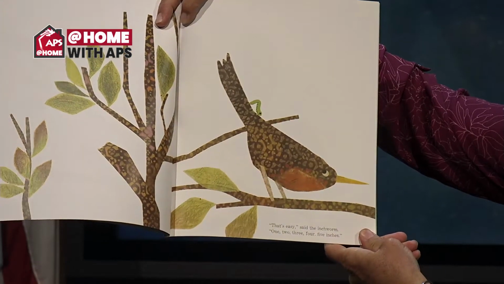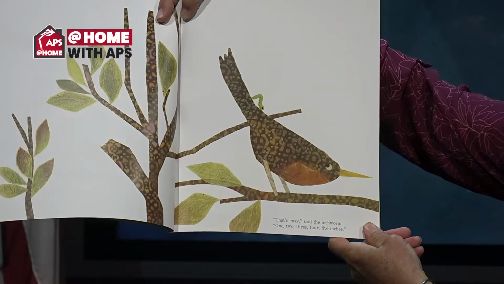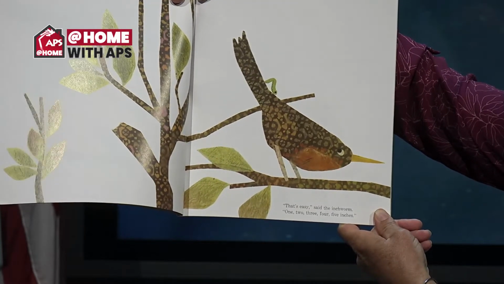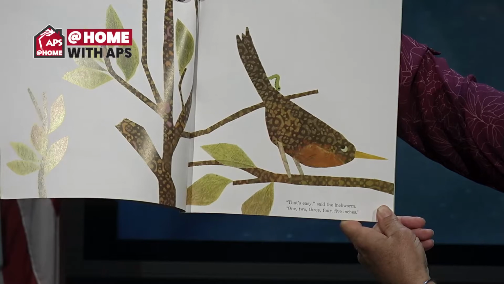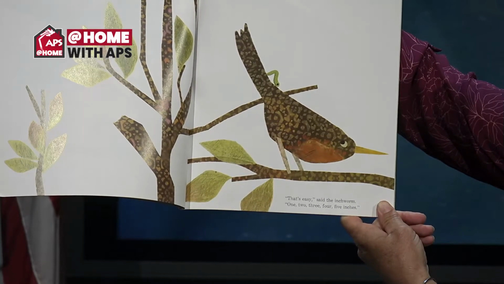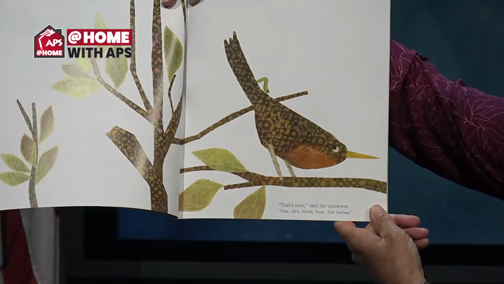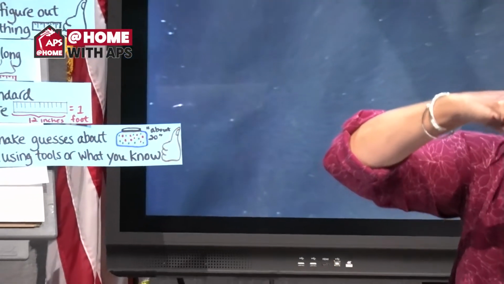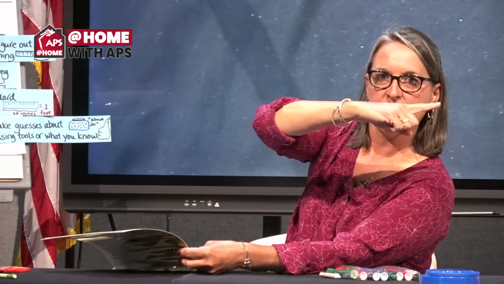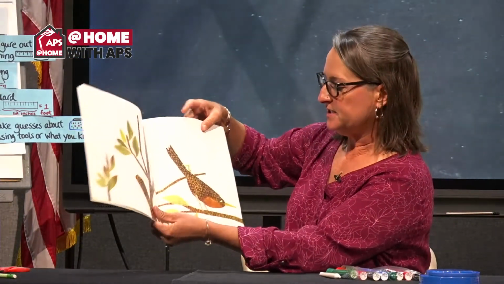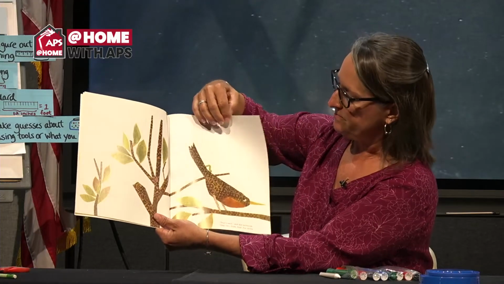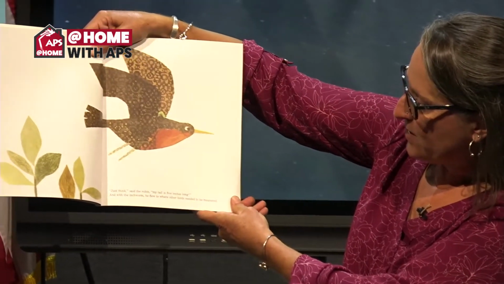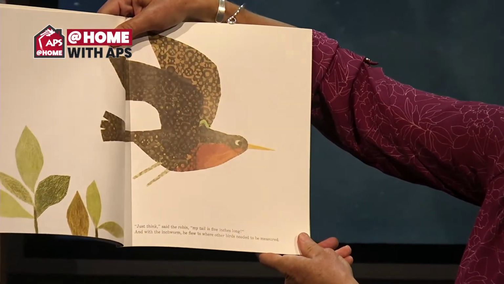That's easy, said the inchworm. 1, 2, 3, 4, 5 inches. How did he measure that? He measured with his whole body, didn't he? By scooting along, because he's an inchworm, kind of like this, right? Like 1, 2, 3, right? And so each time he scooted along, he counted a measure. Just think, said the robin, my tail is 5 inches long.